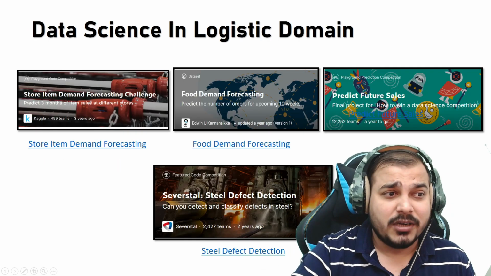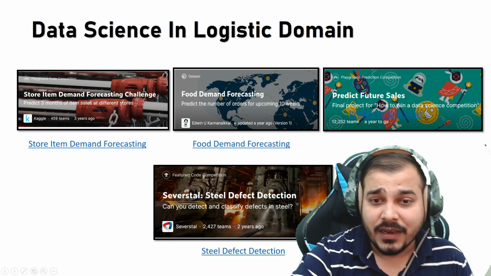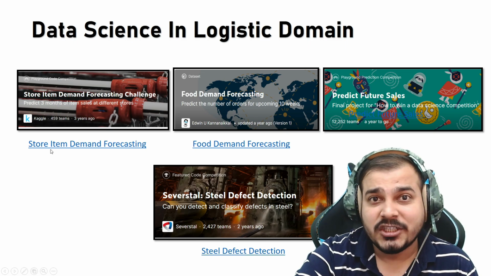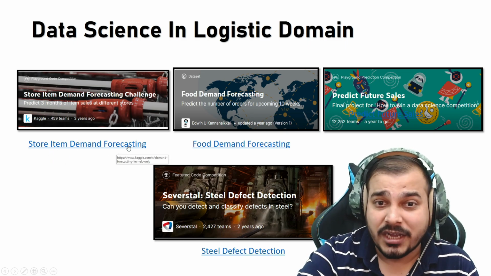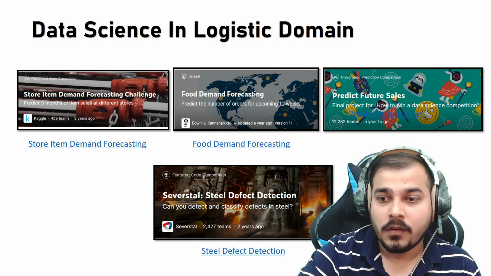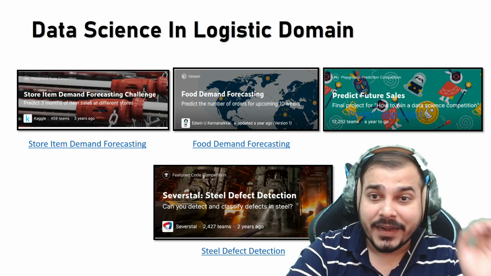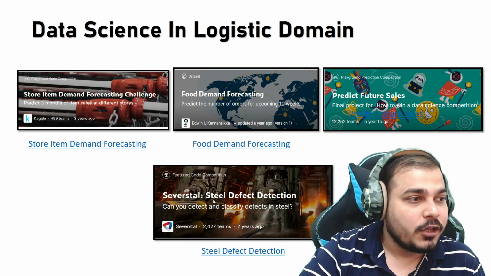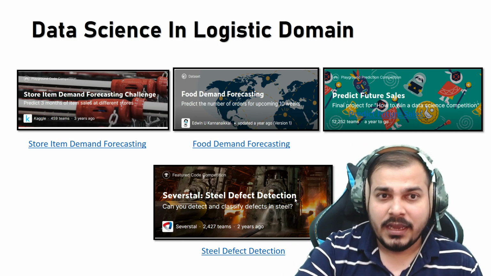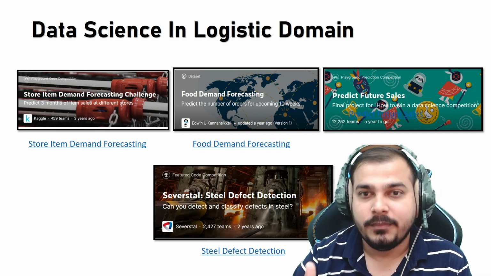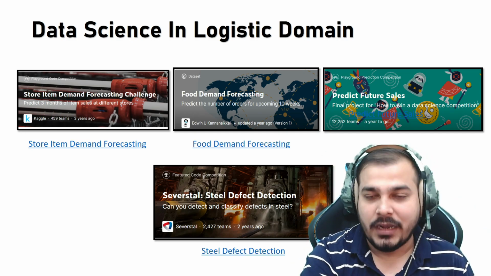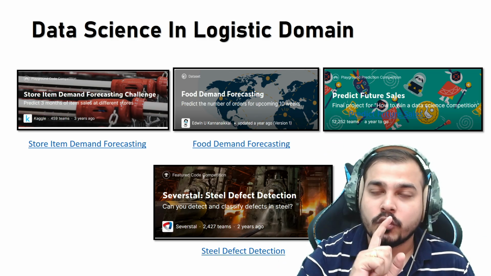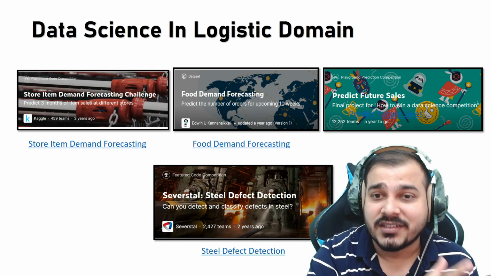Now if I talk about some of the common projects that are already available in Kaggle, here you can see some of the projects. So the first project name that I can show you is store item demand forecasting, food demand forecasting. You also have a project which is called predict future sales, and one of the most important vision projects here, you can see steel defect detection. Now why are these projects so special? Because all the data sets are available. All you have to do is click the link and automatically it will redirect you to the Kaggle page where the data set is actually present.